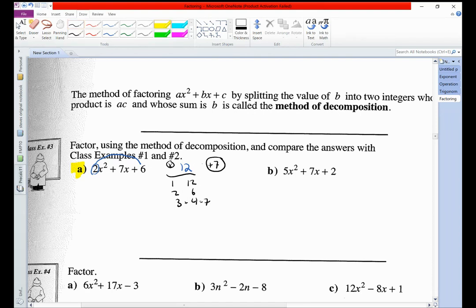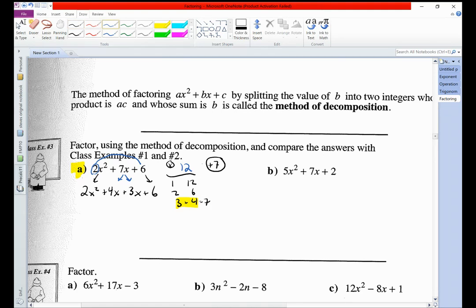So what we do now with those two numbers is we are going to split this 7x. So I'm going to rewrite this trinomial: 2x squared. Now I split that 7x into 4x plus 3x, and then I bring down that 6. So the first and the last term stay the same. I split that 7x into 4x plus 3x. And now we have a polynomial with 4 terms, and we can factor it by grouping.